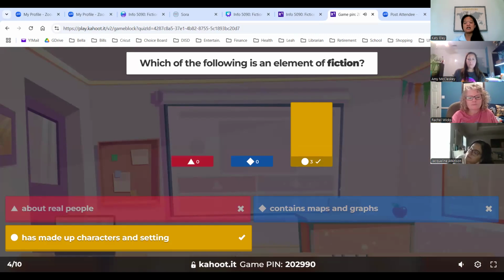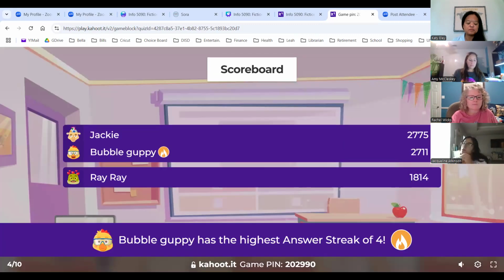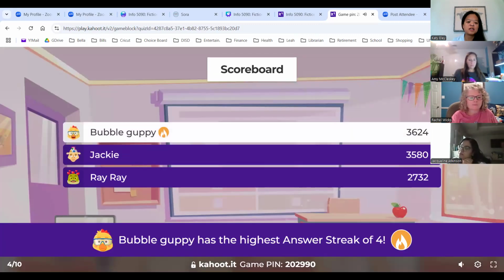And one of the ways, again, you could maybe use the first letter, saying fiction starts with an F. So fake, makeup would be an F. So it's fictional. Good job, you guys. Oh, somebody got bumped up. Bubble Guppy.